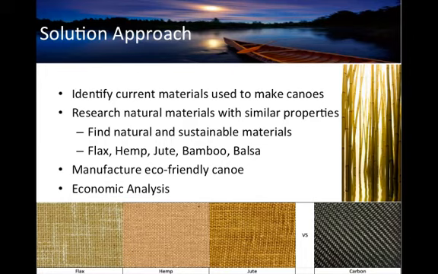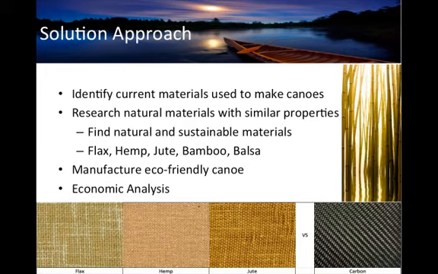These include plastics, wood, aluminum, and even carbon fiber. Next, I had to research the natural materials with similar properties. After doing research, I found that some of these materials include flax, hemp, jute, bamboo, and balsa wood. And thirdly, I actually had to manufacture this canoe. And lastly, I had to do an economic justification and analysis.